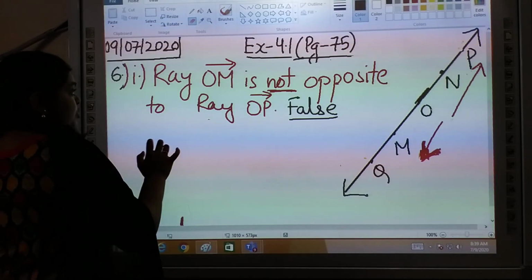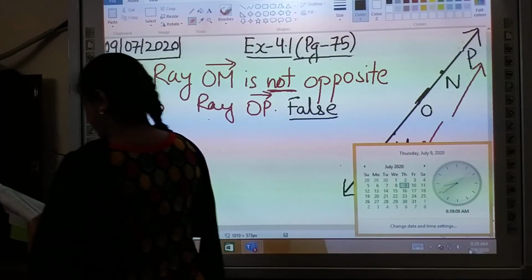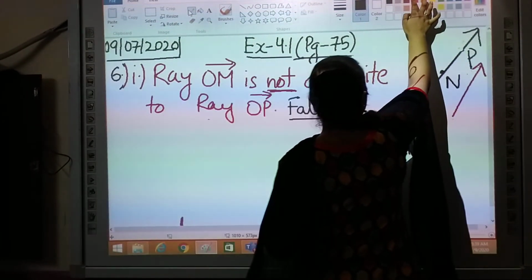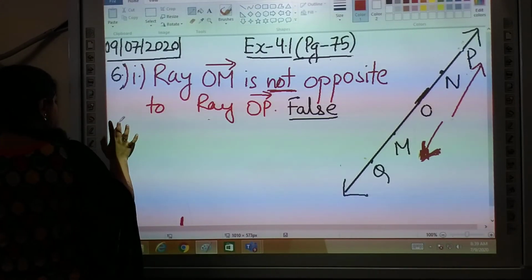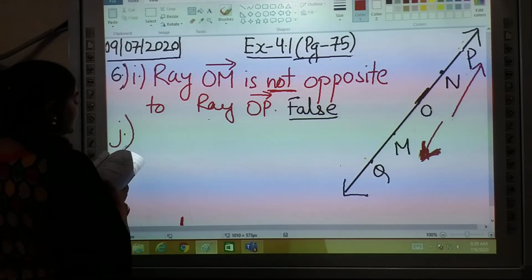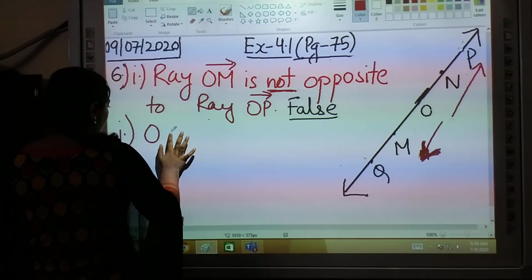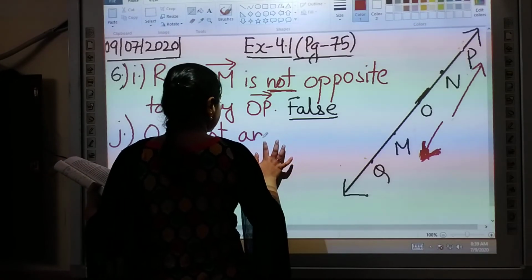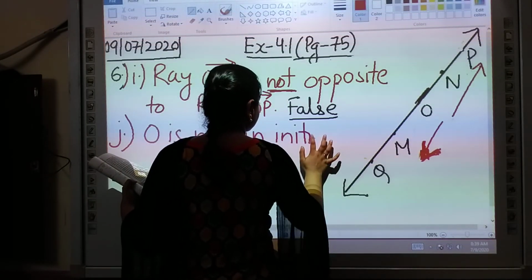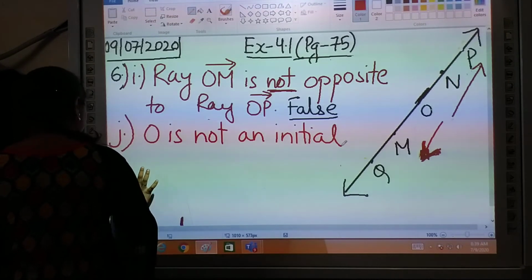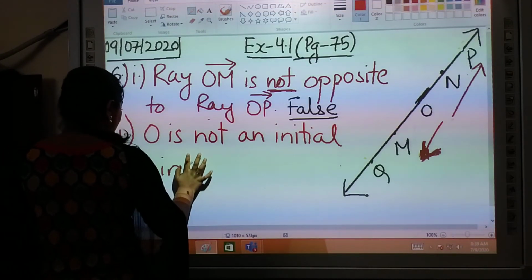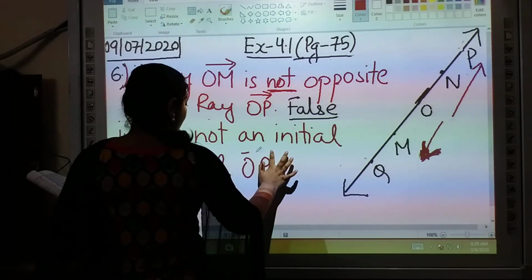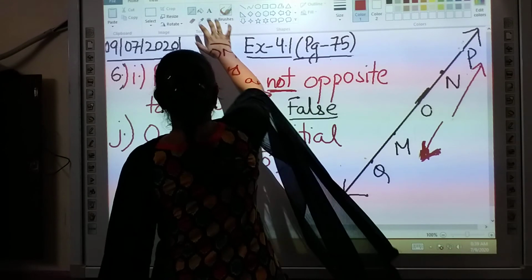O is not the initial point of OP. Initial point क्या होता है बेटा? Initial point is the beginning point, starting point you can say. O is not an initial point of ray OP. ठीक है, ray OP कहाँ पे है? Let's see in the figure.